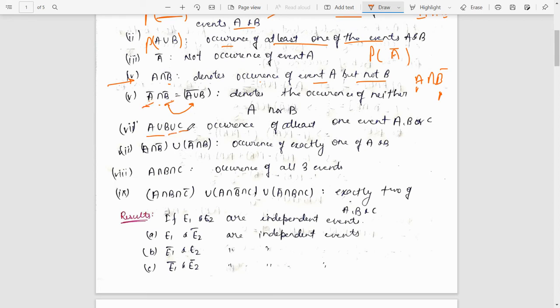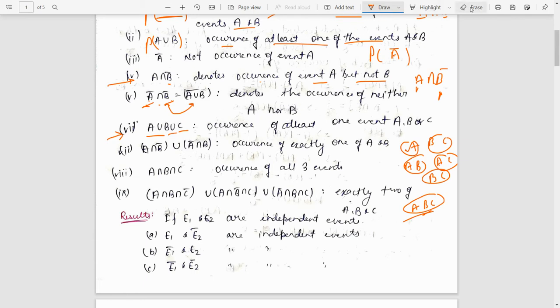Okay, A union B union C means occurrence of at least one of A, B, or C. So either A occurs, or B occurs, or C occurs, or A and B occur, A and C occur, or B and C occur, or A, B, and C all occur. It's all the combinations of events that are possible out of these three events. So A union B union C means it is sure that at least one event is occurring. Some of you will find questions like that, and I'll show you some examples also. It's talking about occurrence of at least one of A, B, or C.